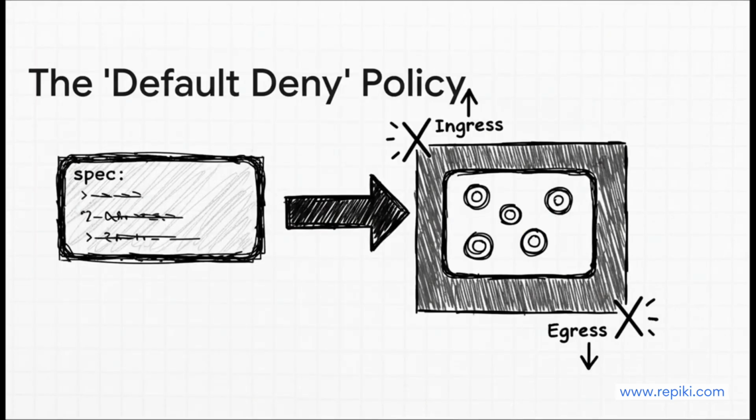And get this, with one tiny little piece of YAML, we can completely lock down an entire namespace. This policy right here selects all the pods, and it applies rules for both incoming traffic, that's ingress, and outgoing traffic, egress. But you'll notice there are no actual rules listed. And you know what that means? Nothing gets in and nothing gets out. It is total, complete isolation. And that's our brand new secure starting point.